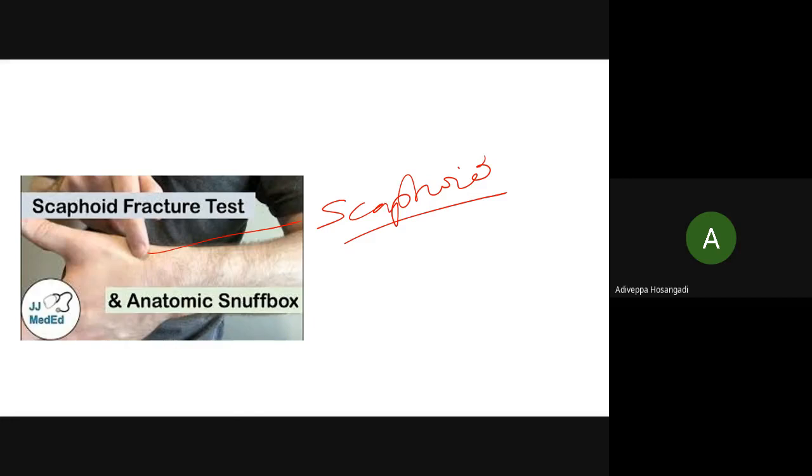A patient with a history of trauma comes and you elicit tenderness. You look at the X-ray and the X-ray is normal. But whenever you suspect a scaphoid fracture, ask them to come back after 2 weeks, when a fracture might be visible.